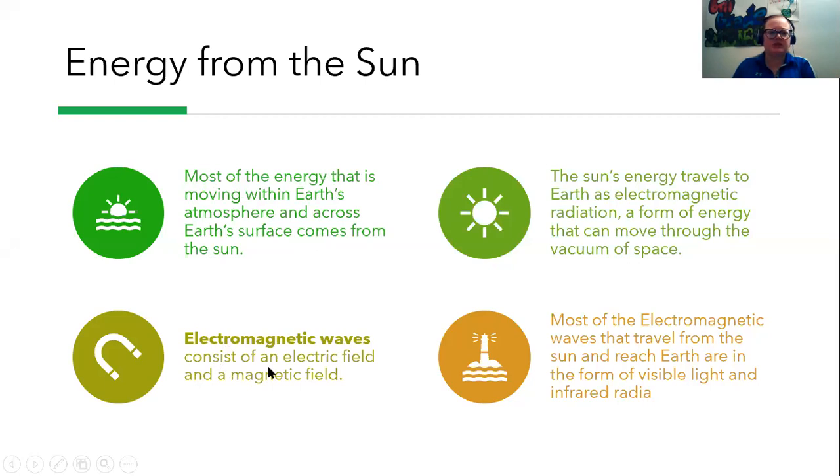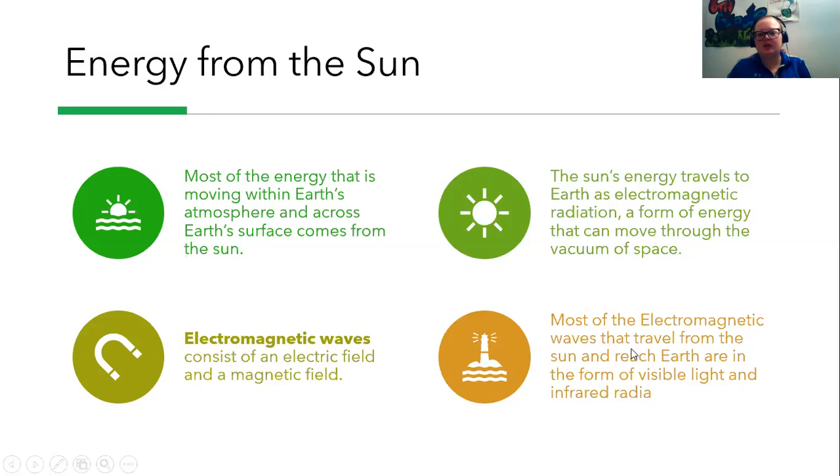Electromagnetic waves consist of an electric field and a magnetic field. Oh, I should have read that third. The sun's energy travels to Earth as electromagnetic radiation, a form of energy that can move through the vacuum of space. Electromagnetic waves consist of an electric field and a magnetic field.